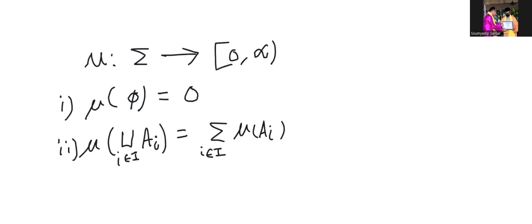That the empty set should be assigned the number zero, and the number attached to the disjoint union is equal to the sum of their individual numbers. Now, any function which satisfies these two conditions is called a measure on sigma. So basically, I have attached a particular number to each member of the collection sigma, following these rules: the empty set should be assigned zero, and the second rule, mu of a disjoint union is equal to the sum of their individual values.